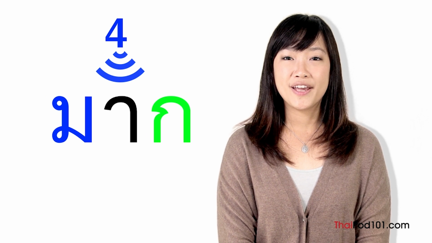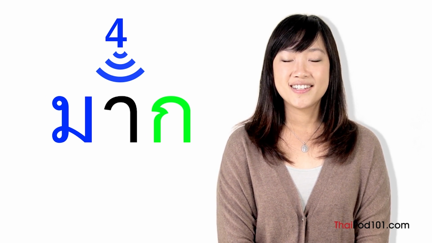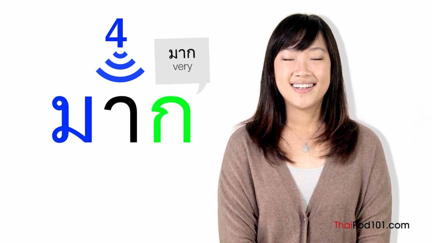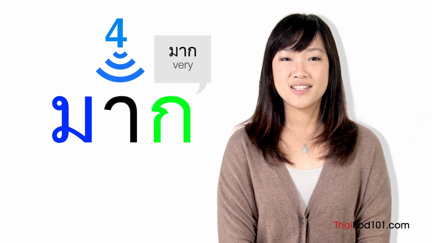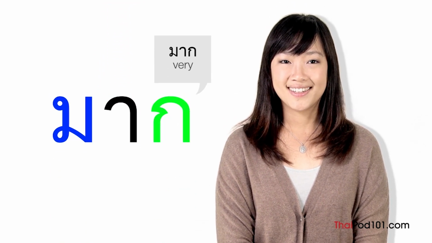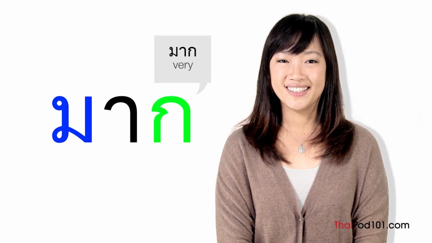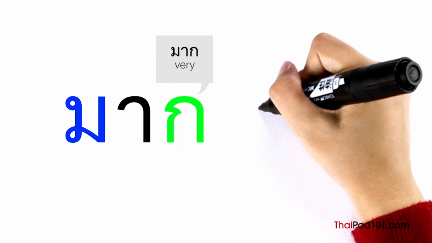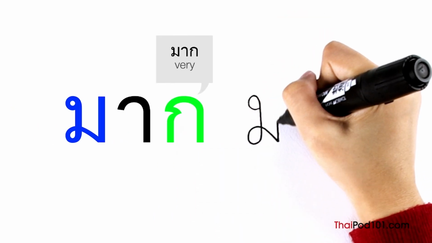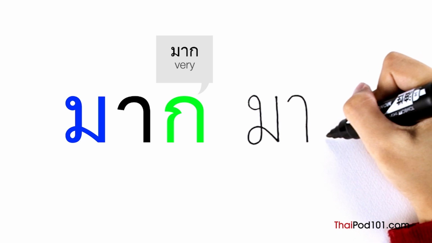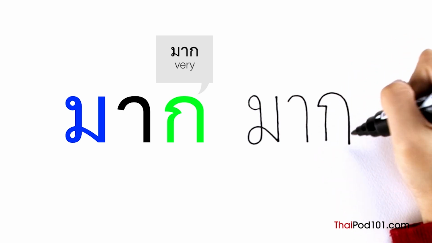Do you know how to say very in Thai? It's the word มาก and it is said with a falling tone because of this rule. A falling tone begins with a relatively high pitch that drops sharply. Listen carefully. มาก. Let's see how to write this word. มอม้า, สระอา, กอไก่. มาก.